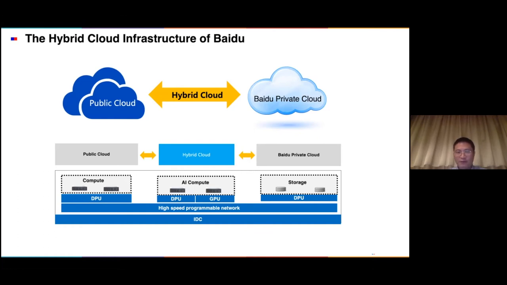For example, in case of some holidays, a lot of people use the map to go to other places. In this case, our map service requires a lot of compute resources. So we can leverage our public cloud service to provide such short-term resources to the private cloud.